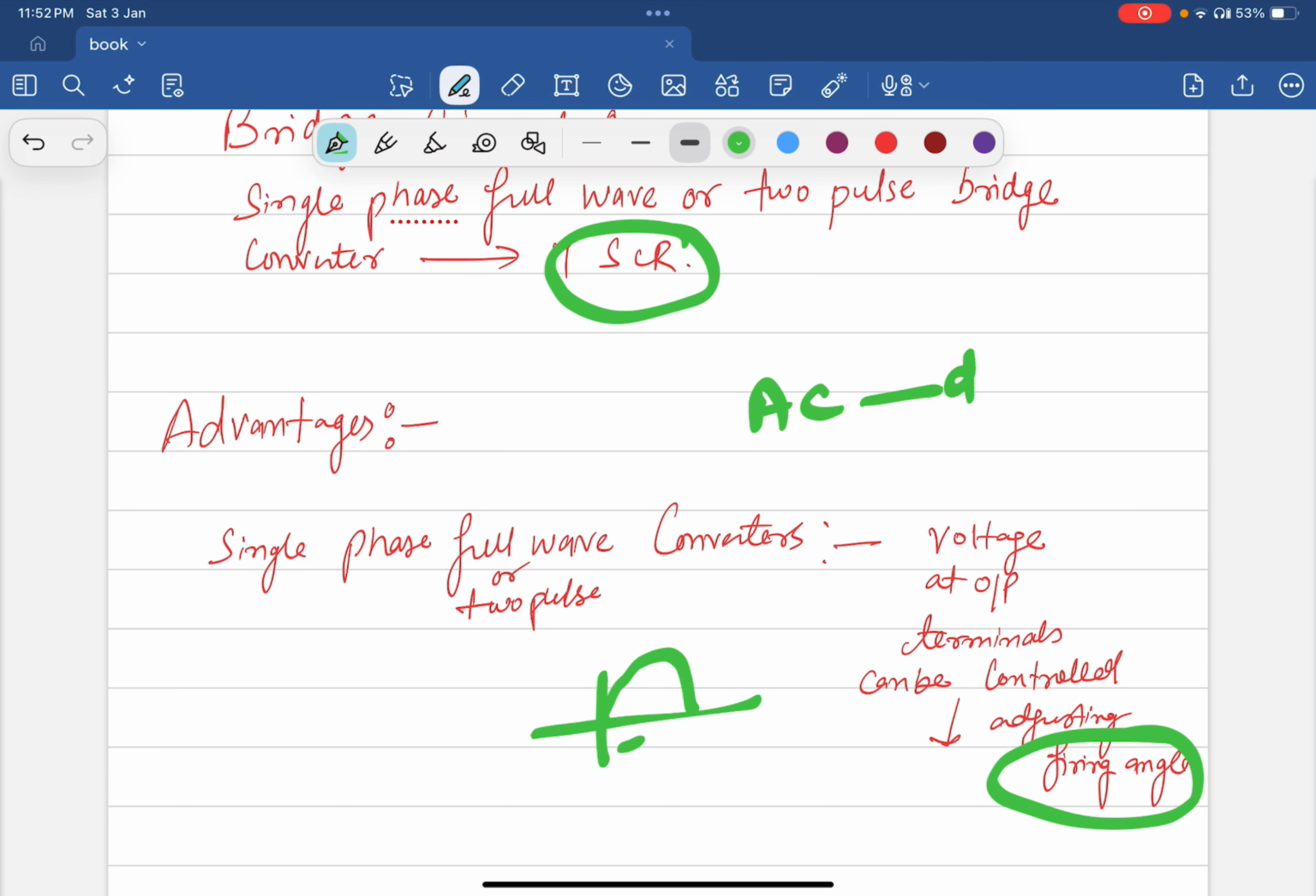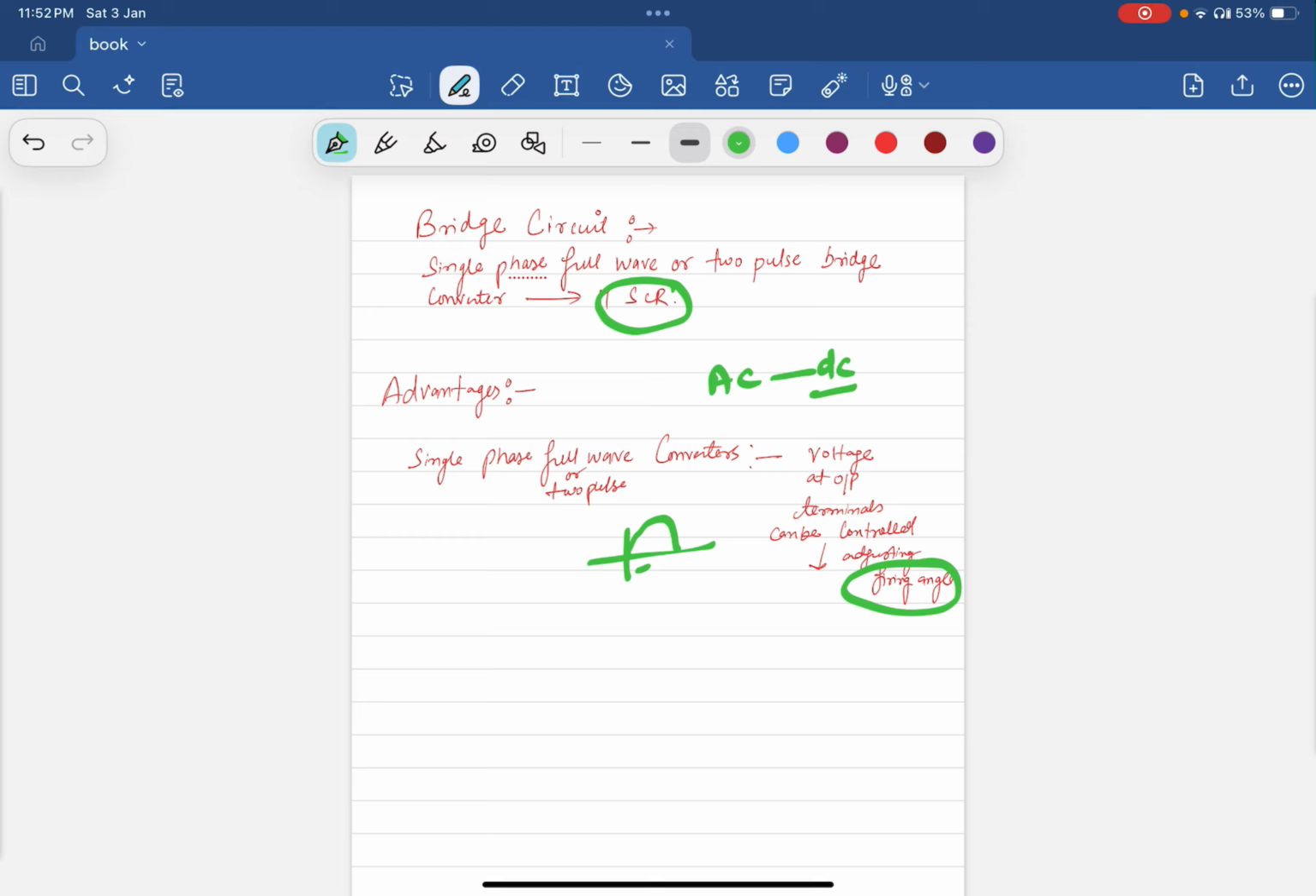AC to DC conversions. In the first section, the midpoint and then the bridge type will be discussed in very detail. Thank you very much.